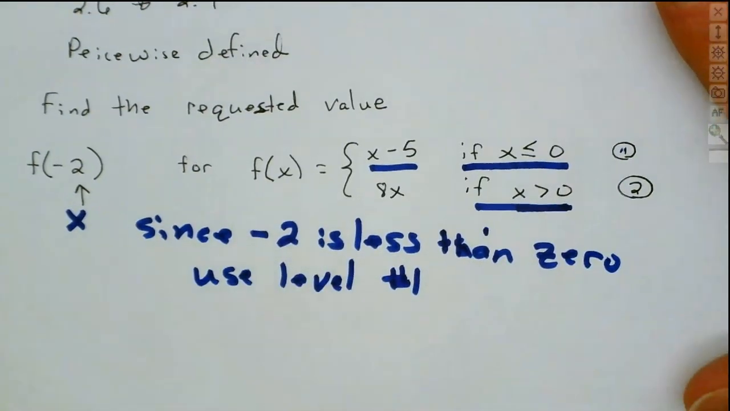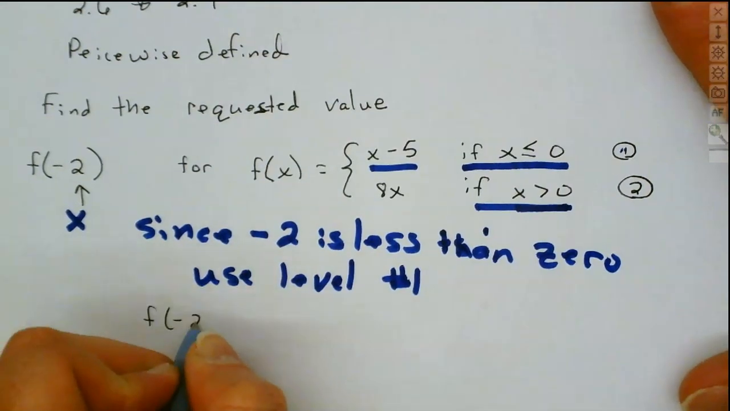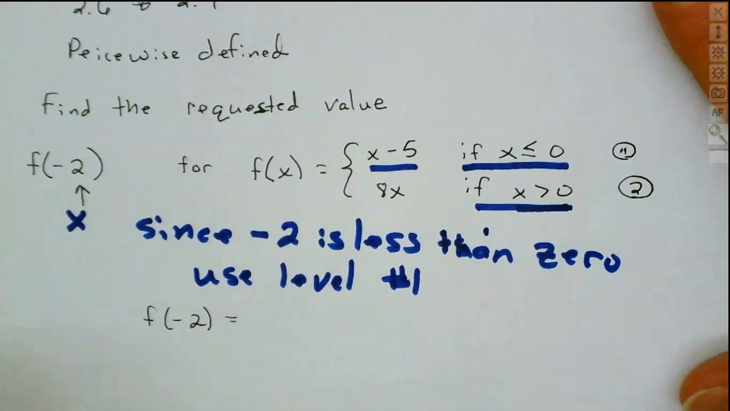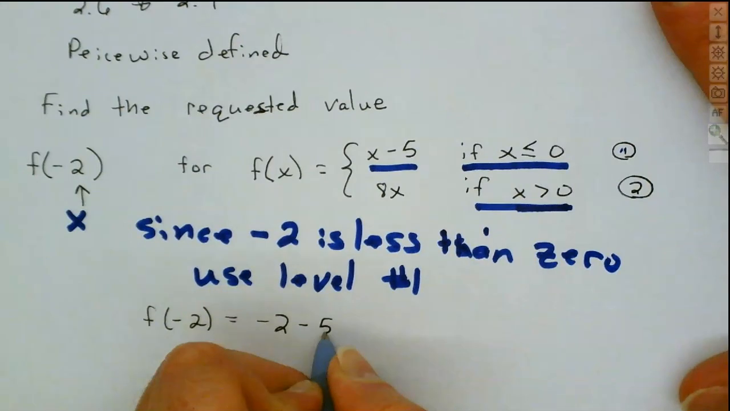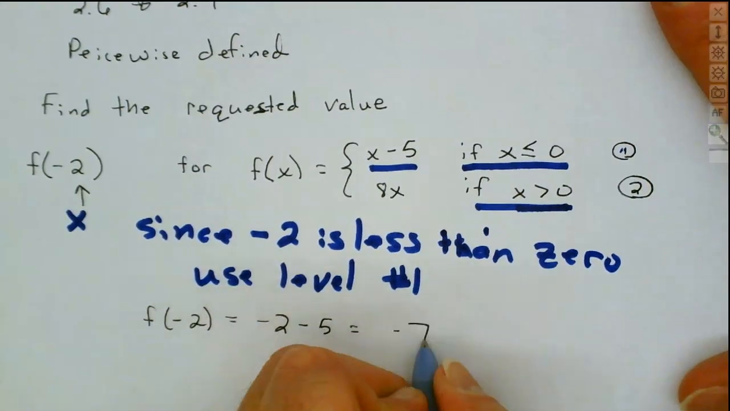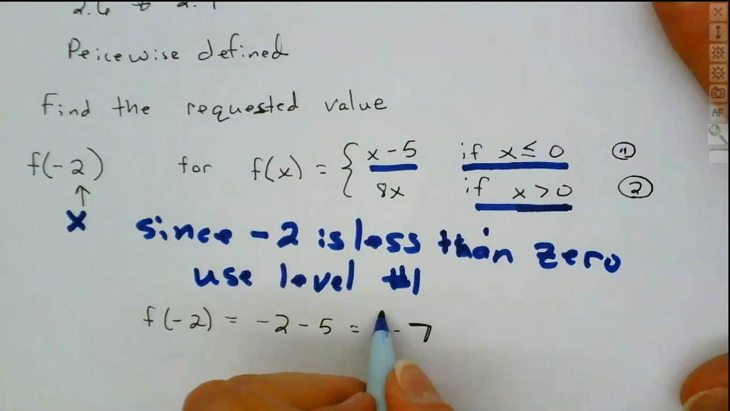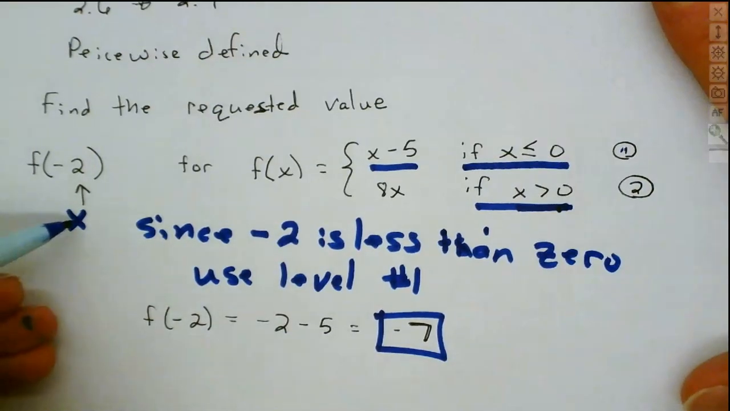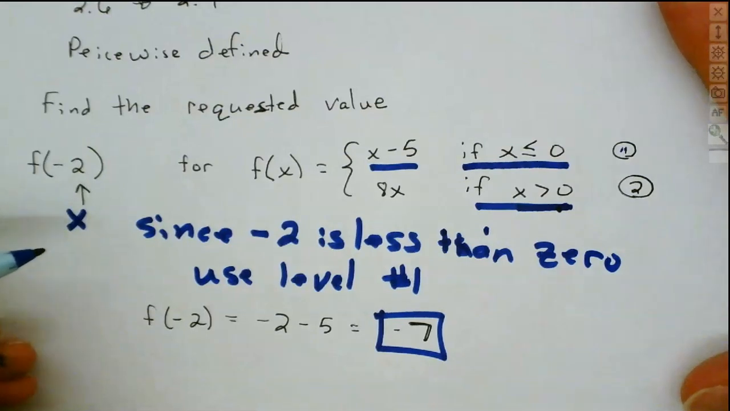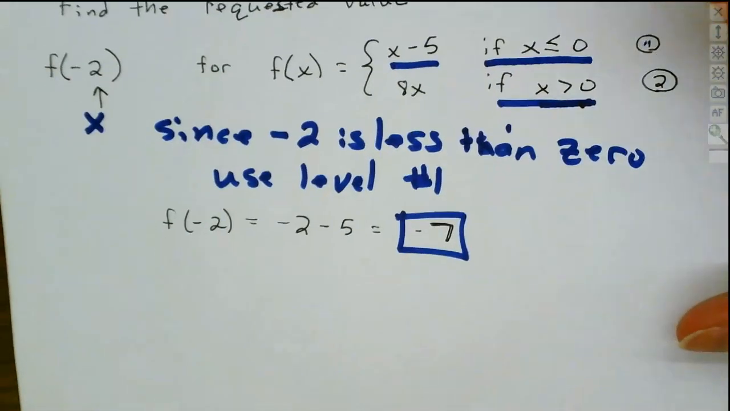And when I plug in f of -2, then what does it look like? I'm going to plug in -2 into level 1. That's going to be -2 minus 5, which makes it -7. And that's it. Did I plug it into the second row? No. Why not? Because you need to determine what row it goes into. It doesn't go into both of them. It only goes into one of them. Let's do another one. We'll probably do 2 or 3 of these, and then we'll graph them.